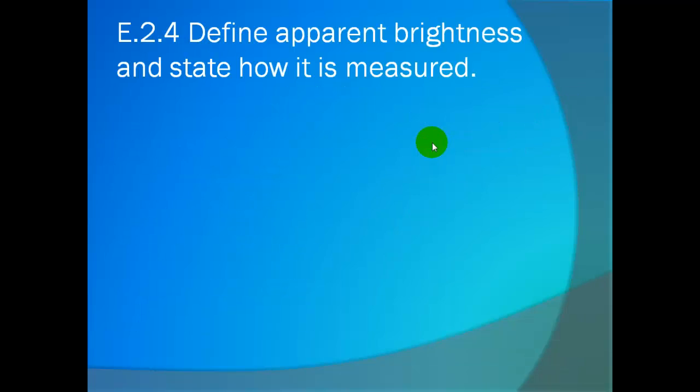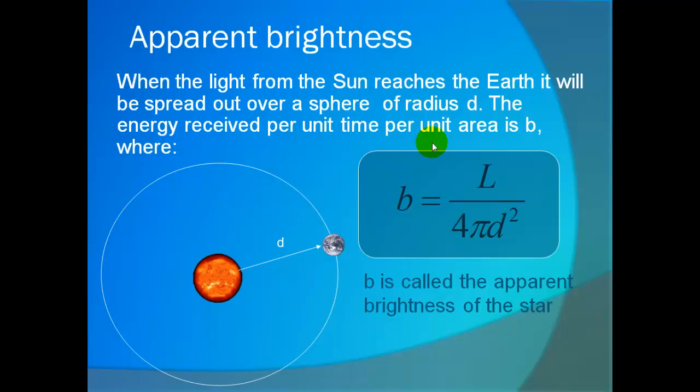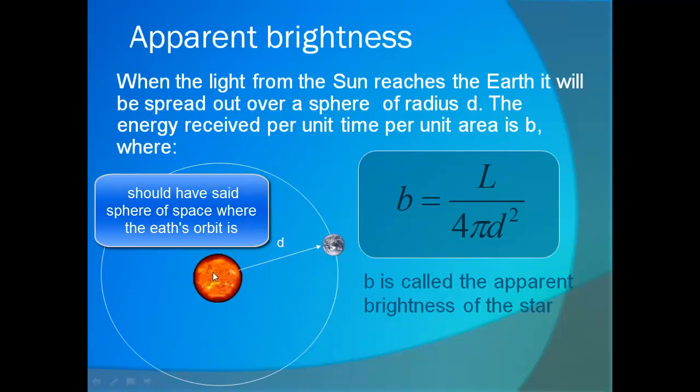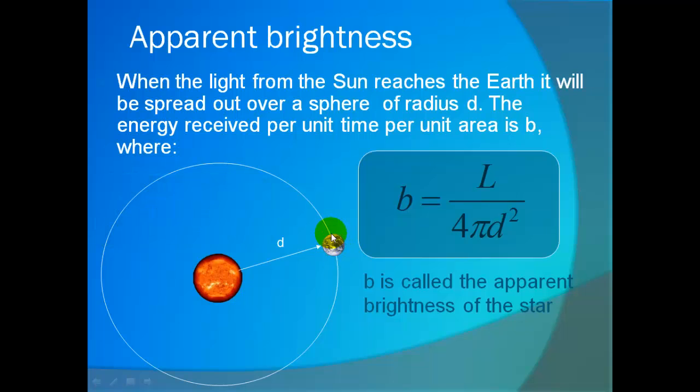Now, this radiation that's given out by the sun is spread over the whole sphere here, but we only get a small part of it. Only the energy that gets spread over this area of the Earth is basically how we define the brightness. So the brightness is the total luminosity given out by the sun, divided by 4 pi d squared, which is the complete area of the sphere of radiation at the distance of the Earth's orbit. And this is how we define the apparent brightness of a star.